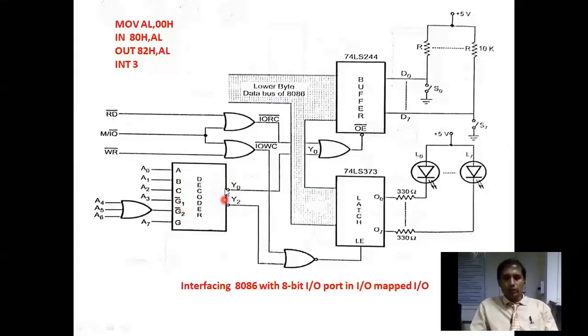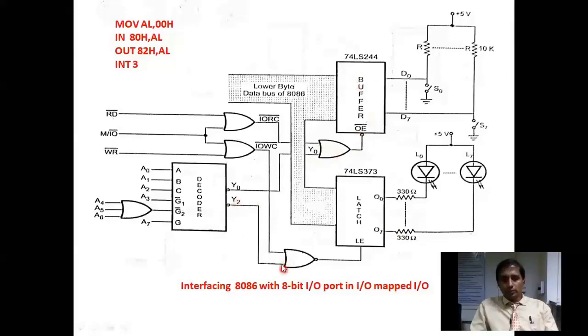Y0 and Y2 both are zeros. Like that it will generate 8 outputs, but here only 2 devices are required. 2 devices are present, so 2 outputs are enough. That's why one output is connected to the buffer OR logic and the other output is connected to the latch OR logic. So here Y0 is connected to one input of the OR, and IO read bar is also 0. Both are zeros. What is the output of the OR? 0. Giving that 0 to OE bar, it will activate.